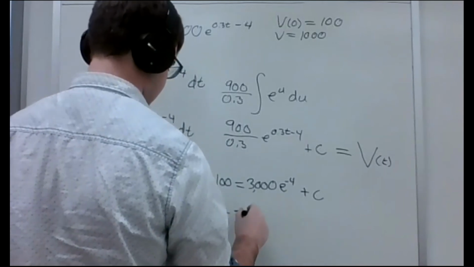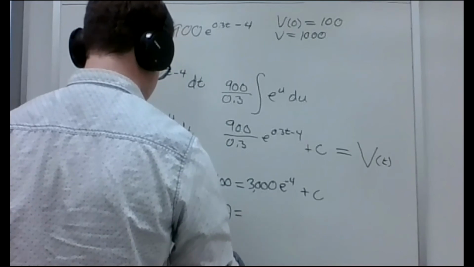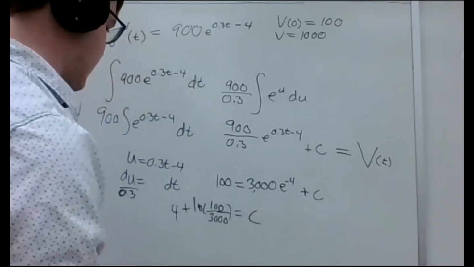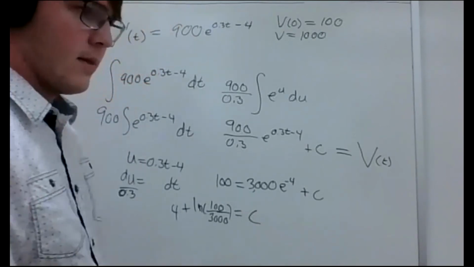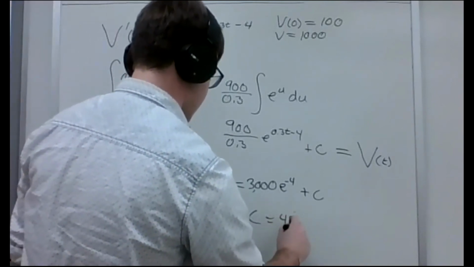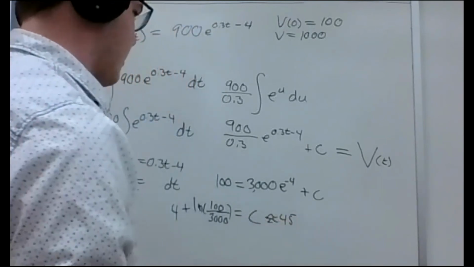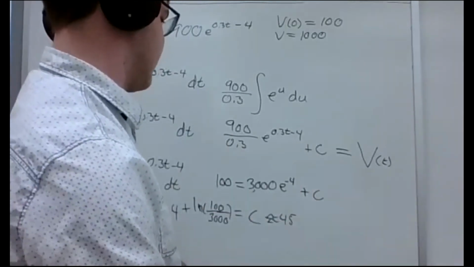Yeah, and so you just have to take the ln of this number and then add 4, and that will equal our C. And you said that came out to be about 45? C is roughly equal to 45. And then we're going to use the C value and plug it back in for the C up here.